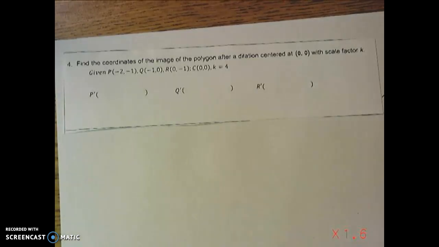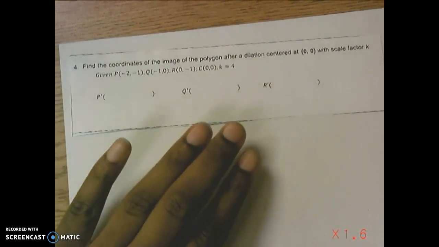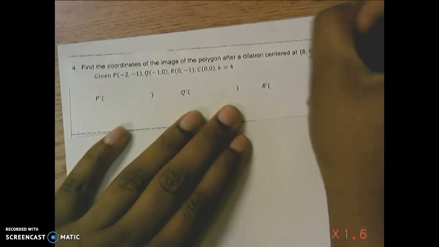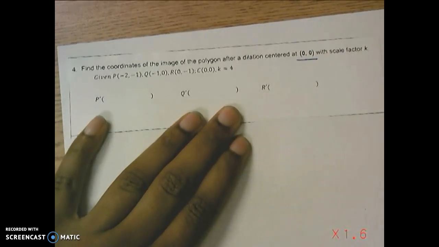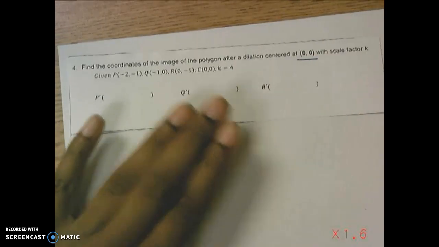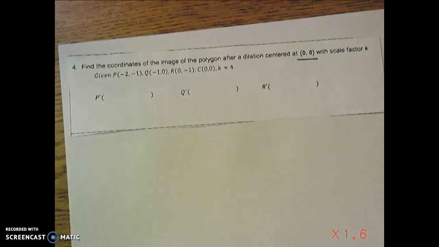So the next problem, number 4, is to find the coordinates of the image of the polygon after a dilation centered at the origin, which is (0, 0), with a scale factor of k. So we're doing the same thing. The only difference is here we don't have a graph to do. But if you want graph paper, you know I got graph paper for you.